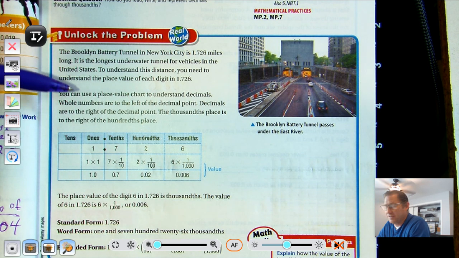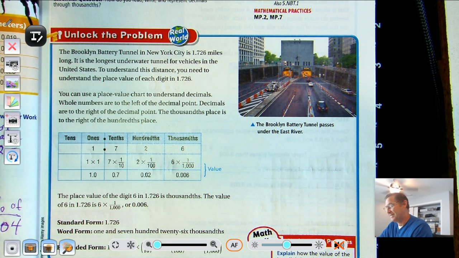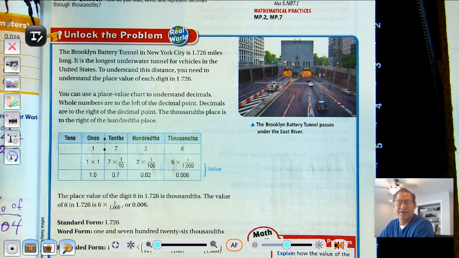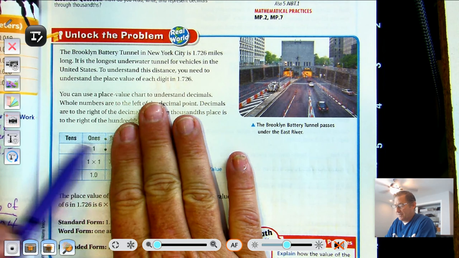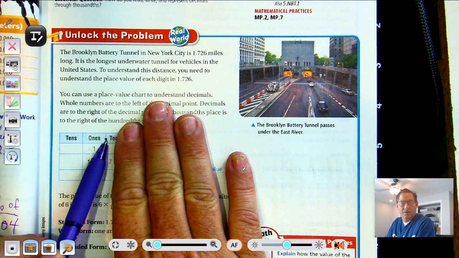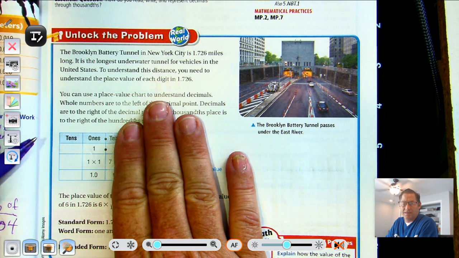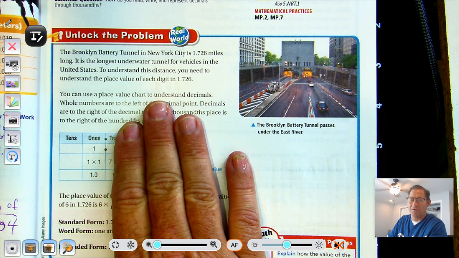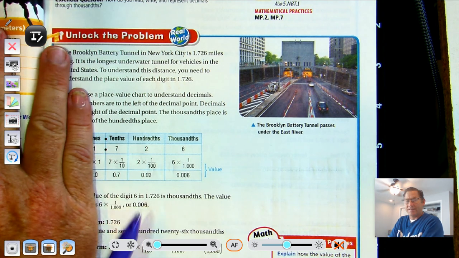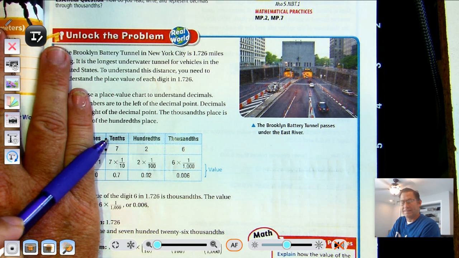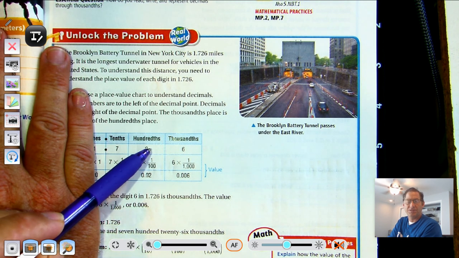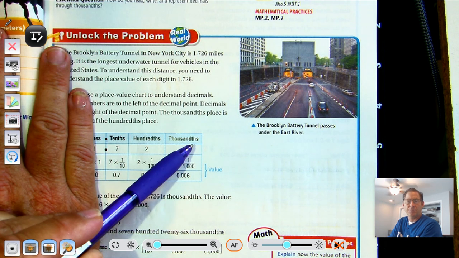Well, you can use a place value chart to understand decimals. Whole numbers are to the left of the decimal point. Decimals are to the right of the decimal point. The thousandths place is to the right of the hundredths place. So let's look at our place value chart here. Everything to the left of the decimal point are whole numbers. Ones, tens, hundreds, thousands, 10,000s, 100,000s, millions, and so on, right? Everything to the right of the decimal is less than one whole. And we start at the tenths. Hundredths is to the right of the tenths, and thousandths are to the right of the hundredths.